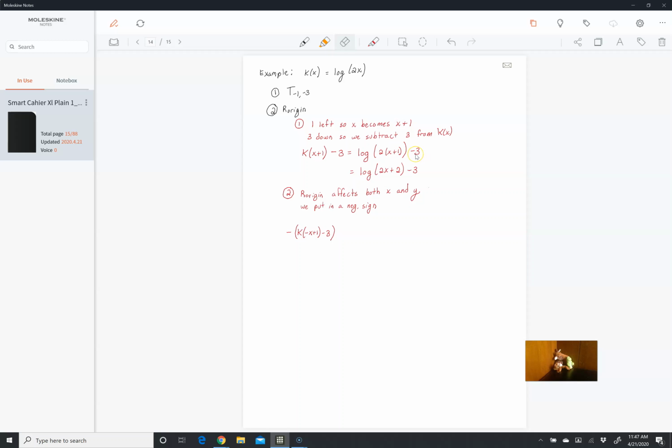So we have this -3 here. If you only put a negative in front of the log and you don't put the whole thing in parentheses, then you're not reflecting this whole thing in the origin. You're just reflecting the part before you translated it. And this says translate first. So by habit, the whole function is going to have a negative in front of it. And then every time that you see an x, you're going to replace it with a -x.